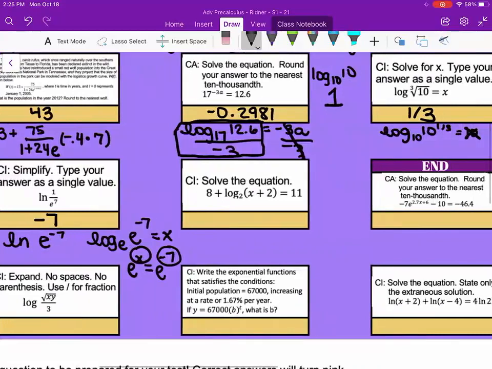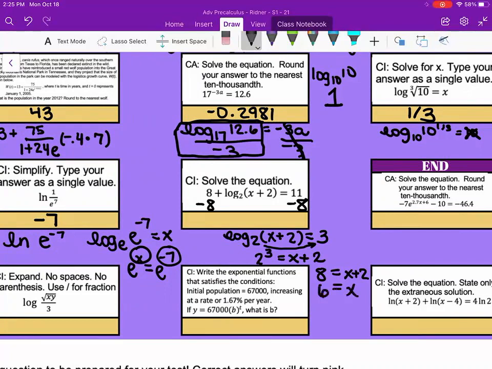All right. Next, subtract 8. I'm going to get log base 2 of x plus 2 equals 3. Notice it's calculator inactive. So this is where I convert forms. This is what a lot of people are forgetting. Base 2. So 2 to the 3rd power equals x plus 2. 2 to the 3rd power is 8. And so if I subtract 2, I get x equals 6.